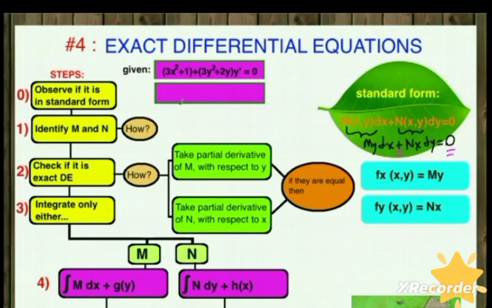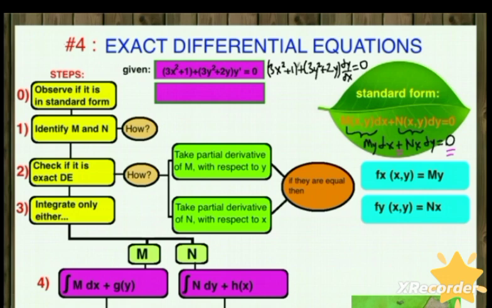Given (3x squared plus 1) plus (3y squared plus 2y) times y prime equals 0. Steps. Let's observe if it is in standard form. We see that this is not in standard form because it does not look like that. So let's put this in standard form. Let's rewrite everything and convert y prime into dy/dx. So (3x squared plus 1) plus (3y squared plus 2y) times dy/dx instead of y prime equals 0.